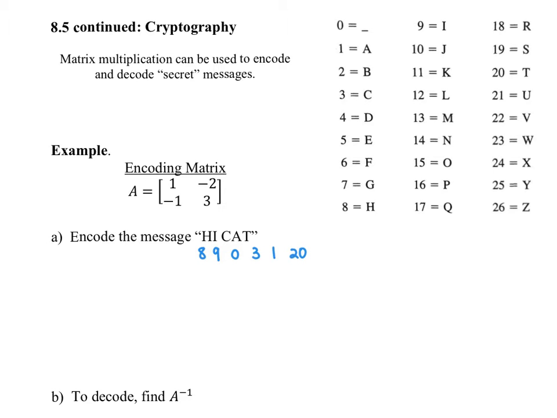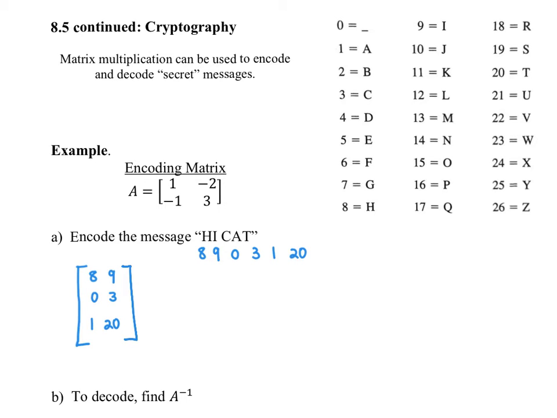Now I have an encoding matrix. This is the matrix I'm going to use to put this into code. Because my encoding matrix is a 2 by 2 matrix, when I rewrite my secret message, I'm going to put it into 2 columns, in order from left to right: 8, 9, 0, 3, 1, 20. If there had been an extra space, I would have put zeros in all the blank spaces.